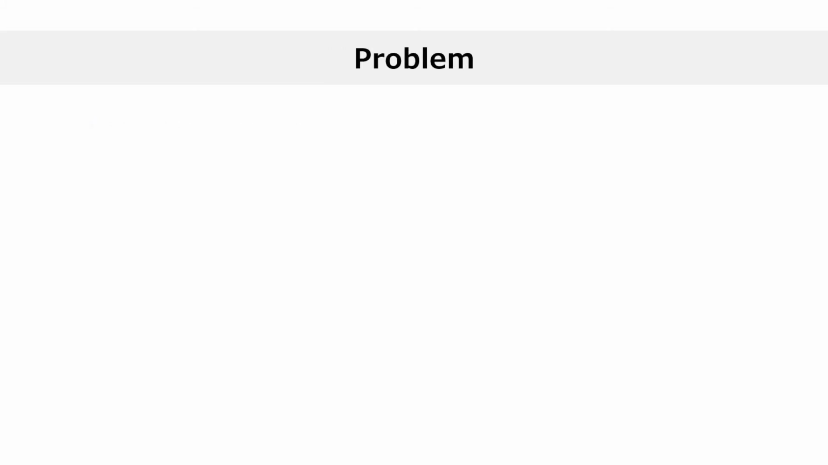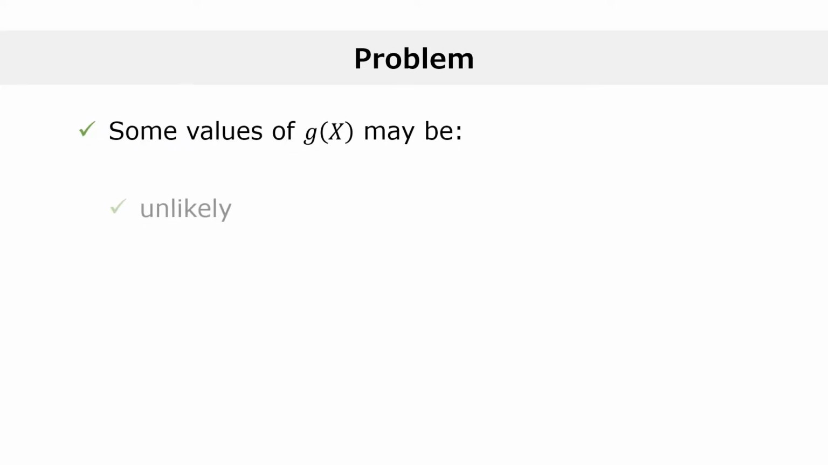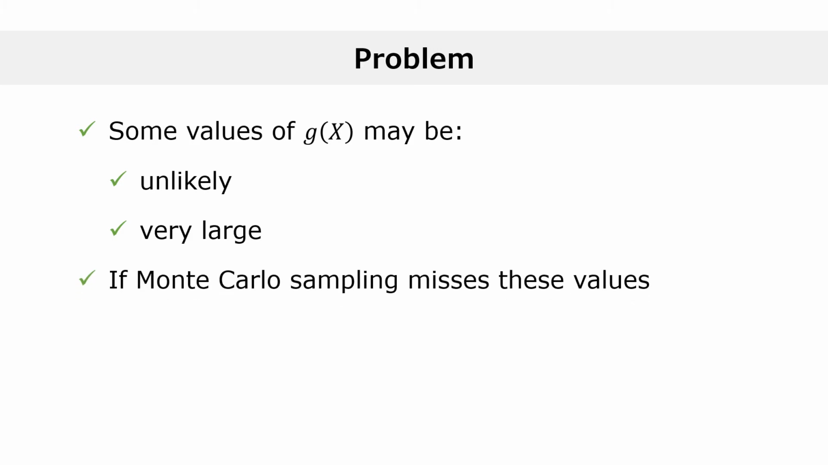When we perform a Monte Carlo simulation, we often incur a problem that can be brilliantly solved by importance sampling. The problem arises when there are values of the function g of x that, despite being quite unlikely, are very large and therefore provide a significant contribution to the expected value of g of x. Let's call these values important values. If we fail to extract these important values during our Monte Carlo simulation, the approximation of the expected value of g of x ends up being a poor one.